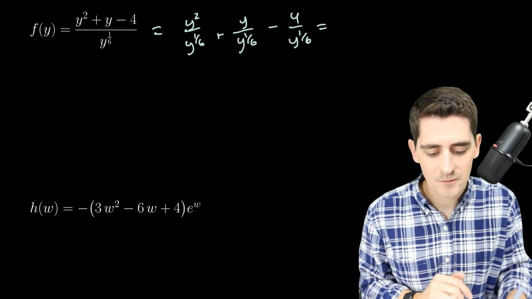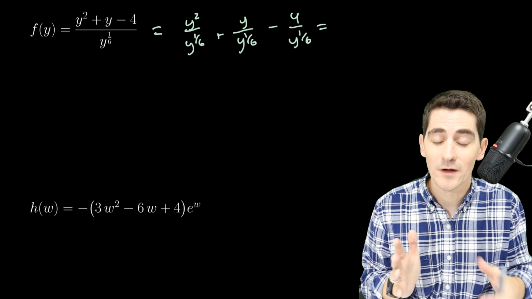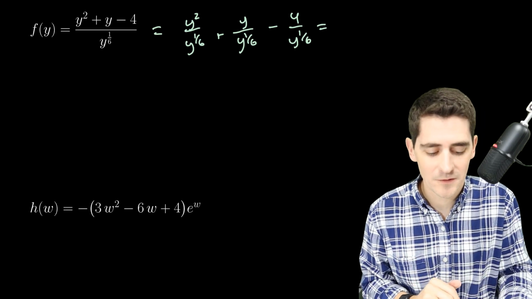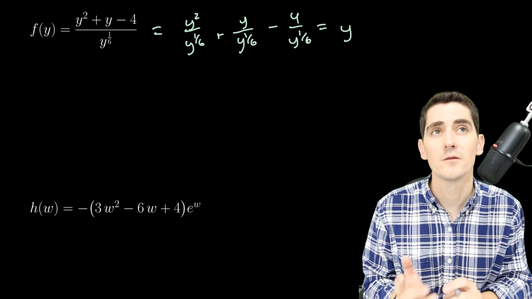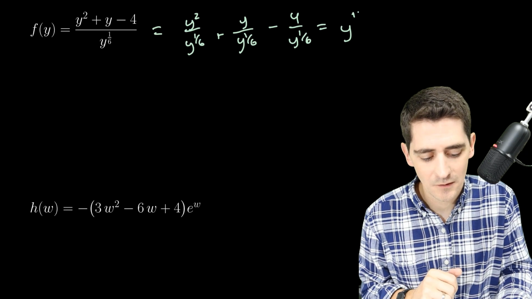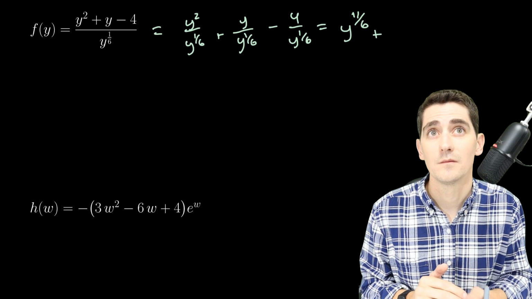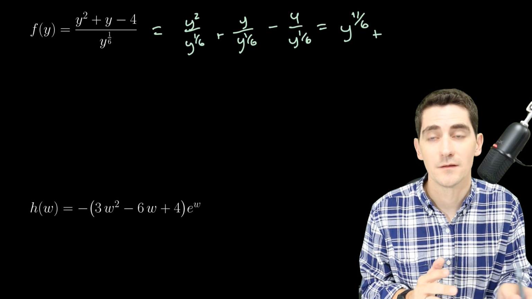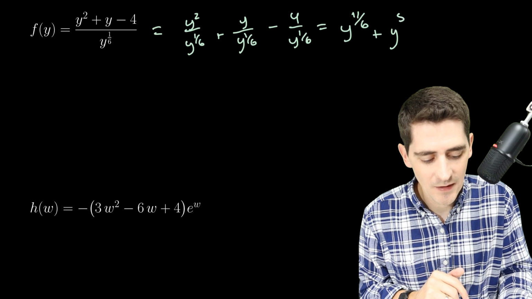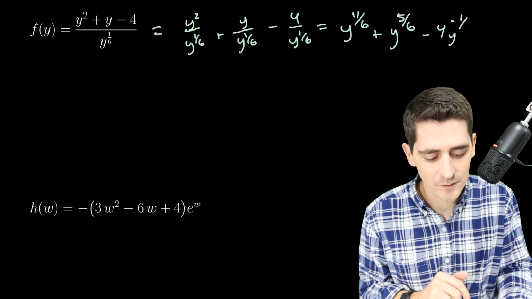And then if I rewrite that, bringing my y to the 1/6 up to the numerator, that's y to the negative 1/6, and then combining my powers, I have y squared, which would be 12/6 minus 1/6. I have y to the 11/6 power. And then I have y to the first times y to the negative 1/6. So that'd be y to the 5/6 power. And then minus 4 y to the negative 1/6 power.